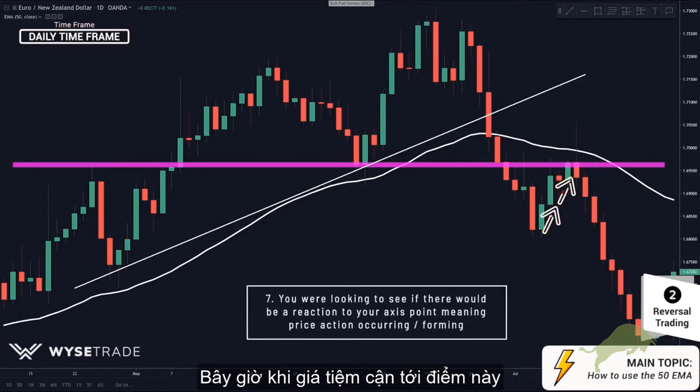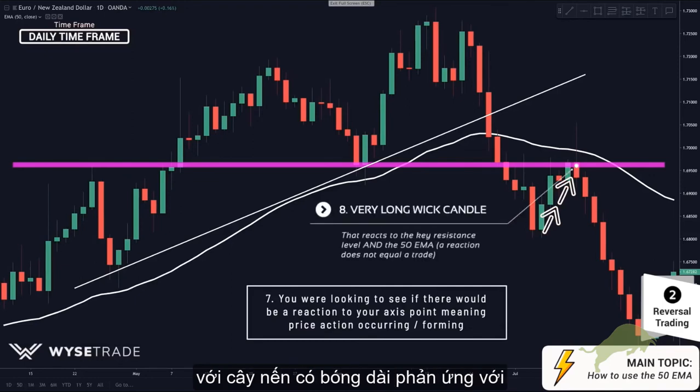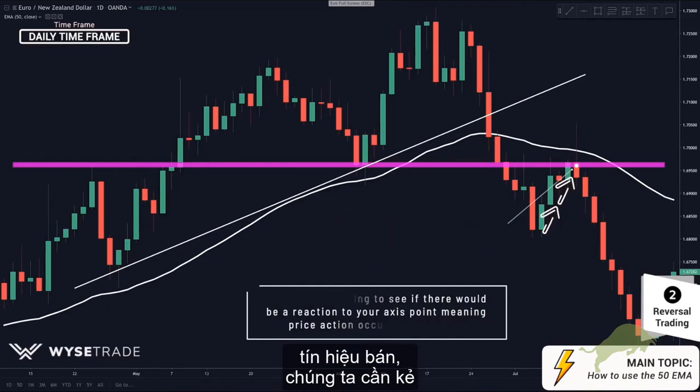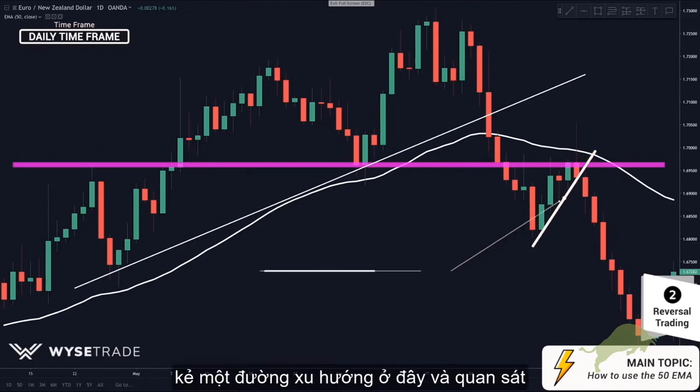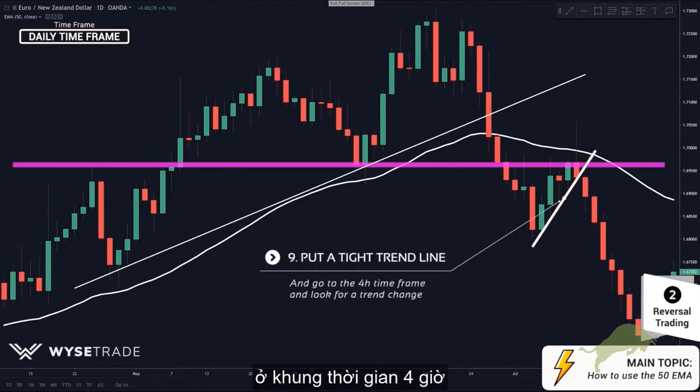Now, as price came up to this access point, you had a picture-perfect, very long wick candle that reacted to both the key resistance level and the 50 EMA. But again, a reaction does not equal a trade short. So what we do is we put a tight trend line in and go down to the 4-hour time frame.